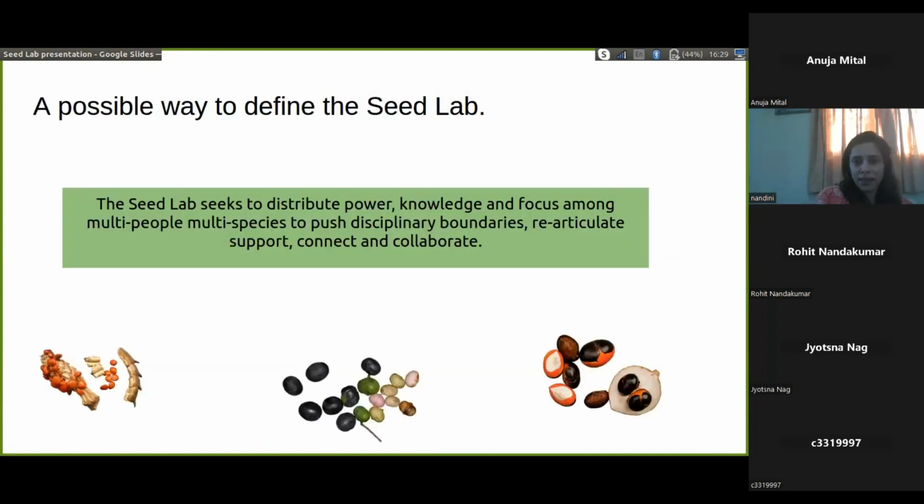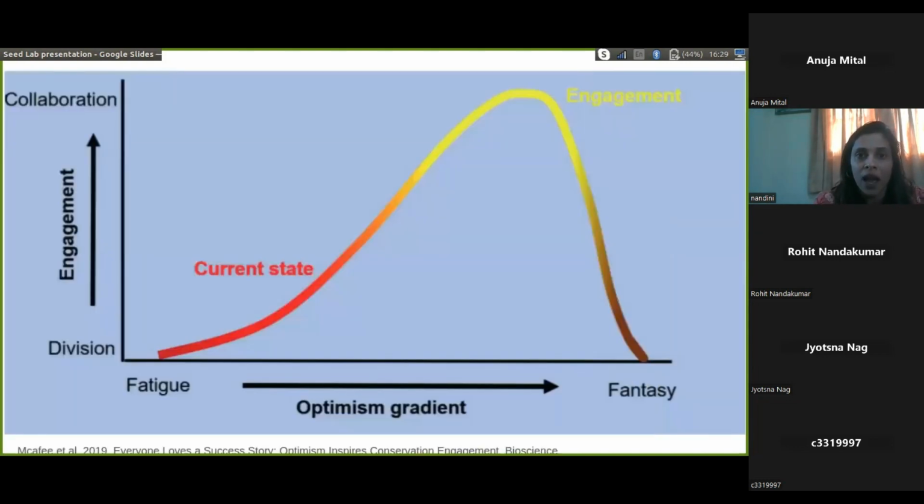So can all this lead to a possible way to define the seed lab, where, to borrow from Yuvan's writings on cooperative pedagogy, the seed lab seeks to distribute power, knowledge, and focus among multiple people, multiple species, so that we're able to push our own disciplinary boundaries, re-articulate support across institutions, and connect and collaborate, right?